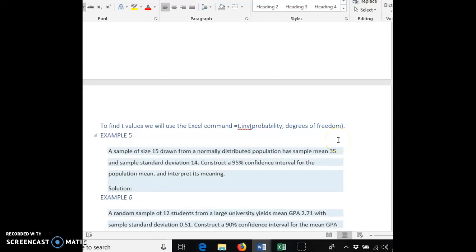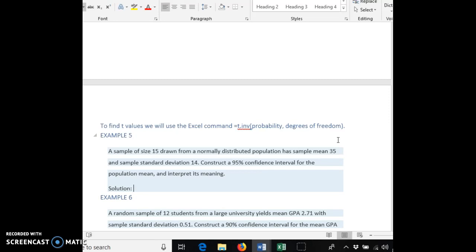All right, so let's look at example 5. A sample of size 15 is drawn from a normally distributed population and has a sample mean of 35 and a sample standard deviation of 14. We want to construct a 95% confidence interval for the population mean and interpret its meaning.